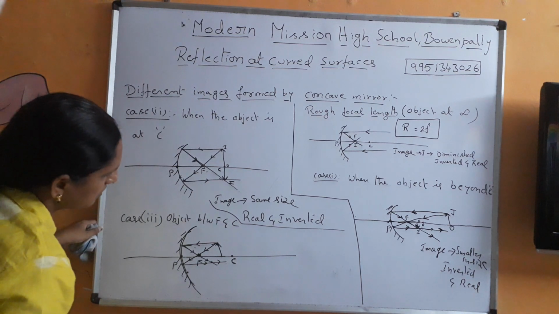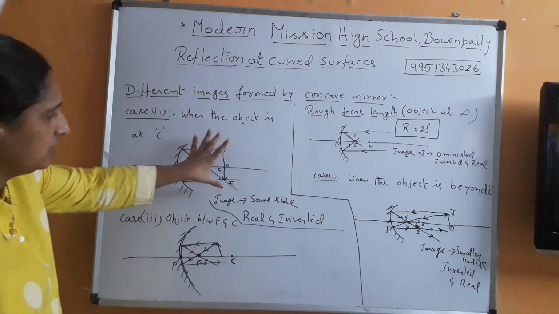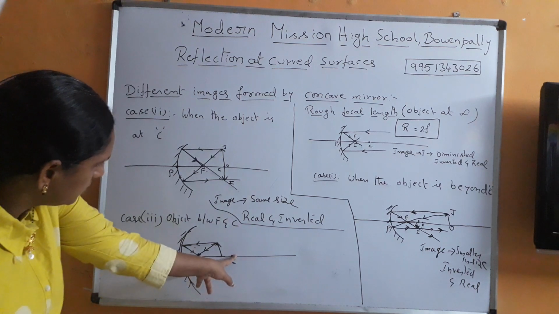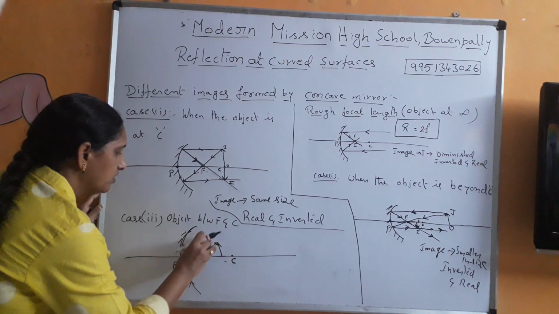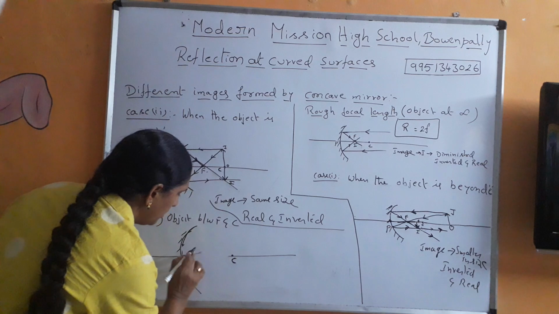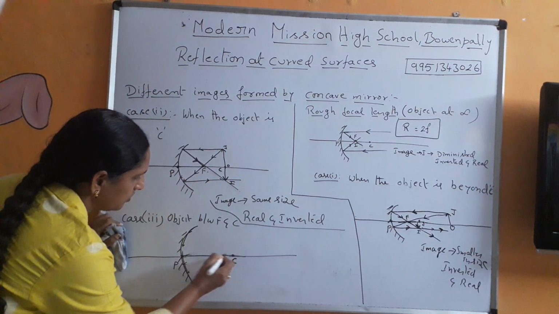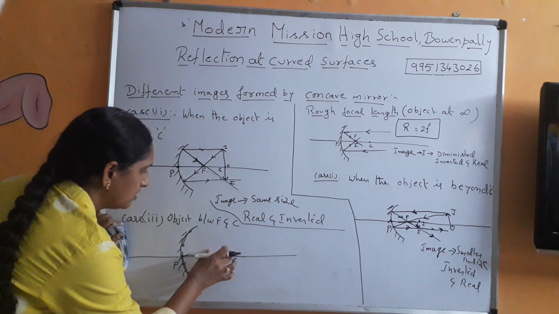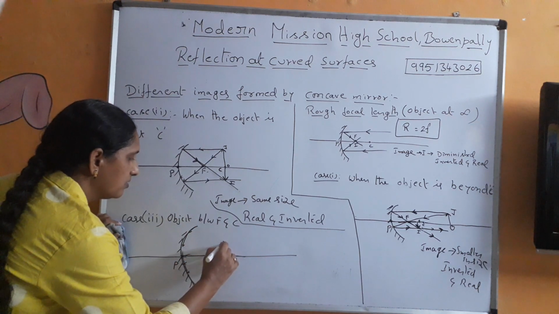But see, we got it to be of equal size. We must get it magnified. So where is that? This is the focus. Oh, this is a very wrong location of focus. So you need to practice this, and also please, while drawing with the scale, exactly put the focus between these two. Let us suppose. Now the object is here.